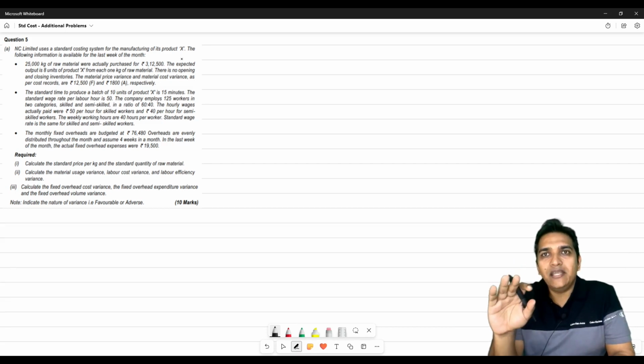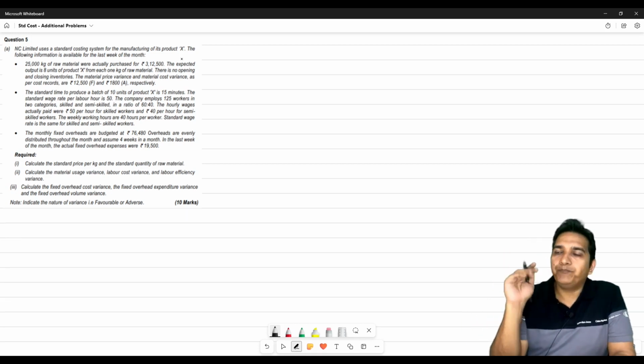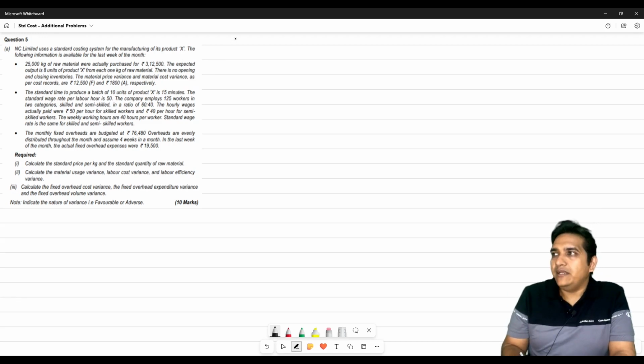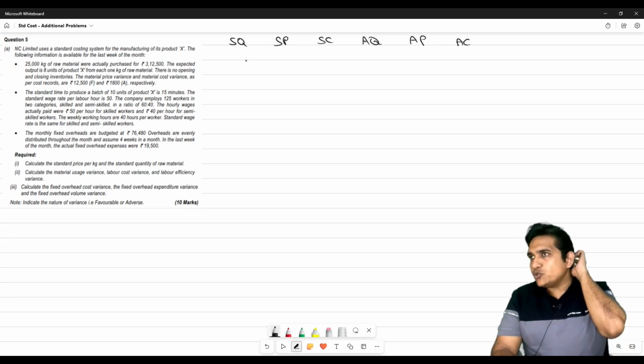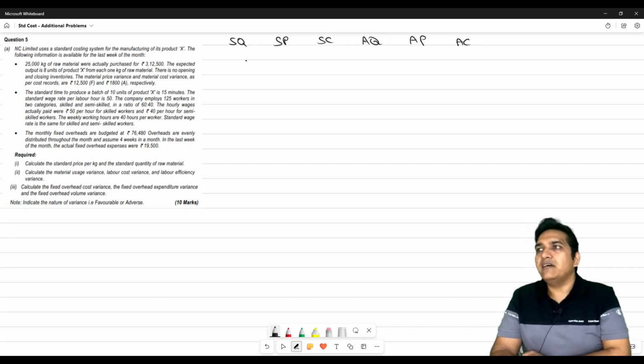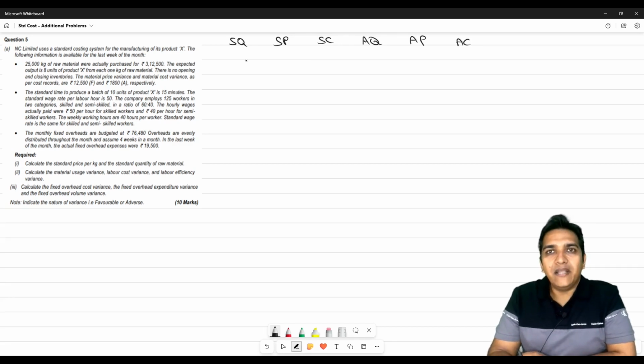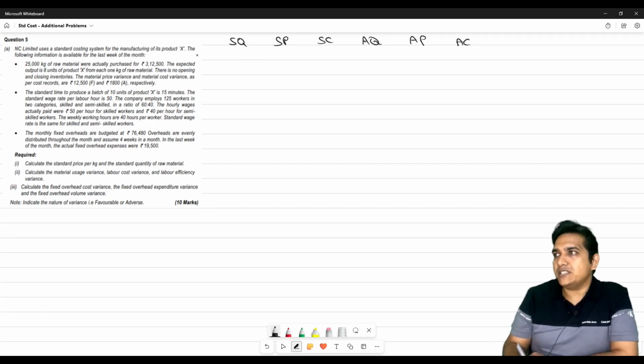So first let us do the material, and to do the material we will again first write down the information available in our table, right? So what all information do we need? We need standard quantity, standard price, standard cost, actual quantity, actual price, actual cost. So the question says 25,000 kg of raw material were actually purchased. So that becomes my actual quantity which is purchased. Doing it for material.